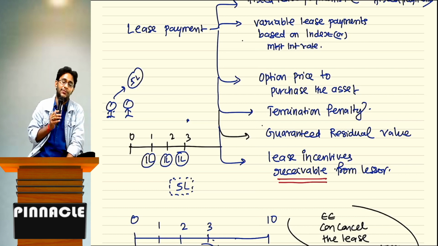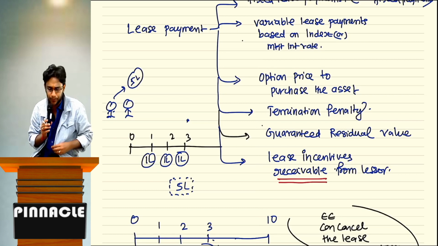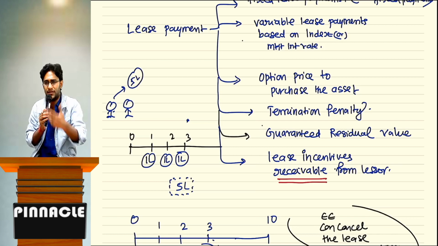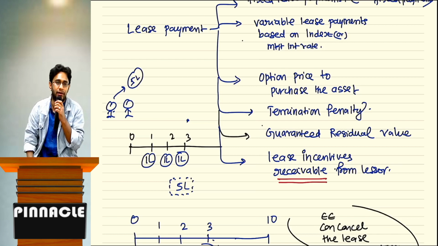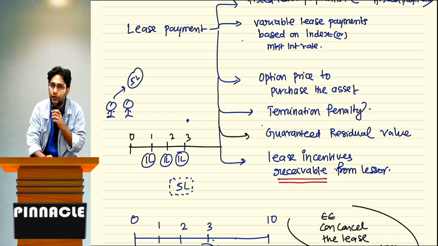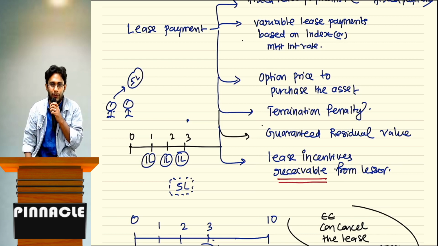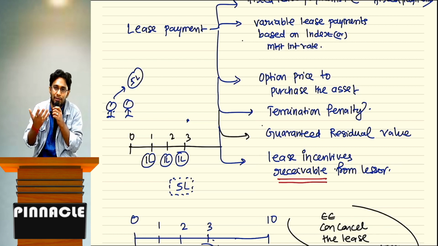For example, as a lessee, I gave advance rent, sir. Advance rent is not included in this lease payment. Why not included? Advance rent, when did you pay? Before commencement only you paid. Why will I call it a liability? Liability means what, sir? What is payable becomes a liability.